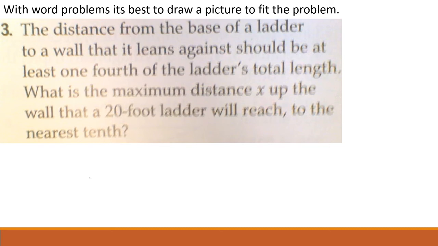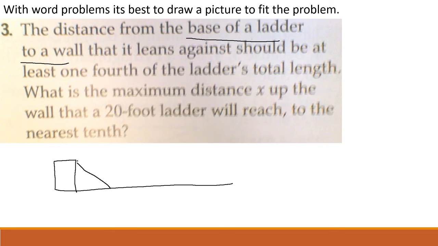Okay, so we have a lot of information going on here. Let's set up the diagram. So we're saying the base of a ladder to a wall. So let's draw this out here. So we have a ground here. Here's our wall. Here's our ladder. And then that's the base of it, obviously down here on the ground. So it says the distance from the base of the ladder to the wall, which is this distance right here, that distance should be at least 1/4 of the ladder's total length.